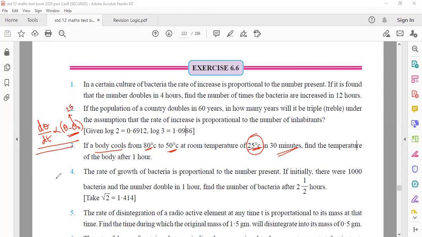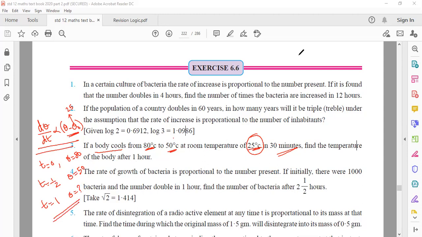Then when time is 0, the temperature of the body is 80. So theta is 80. When time is 30 minutes, so I'll take it as half an hour, theta became 50. When t is 1 hour, what will be theta's value? That's the question. I hope you understood the question.